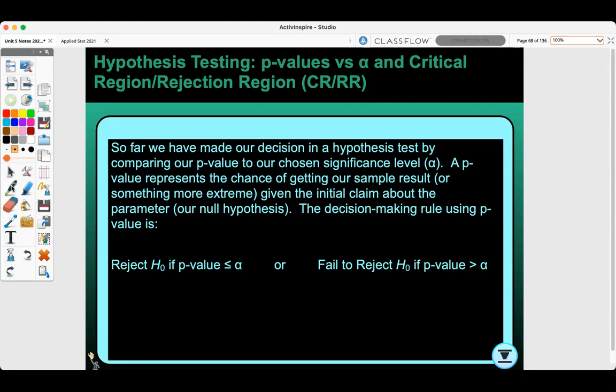Today we're going to talk about hypothesis testing: p-values versus alpha and the critical region, or rejection region. So far, we've made our decision in a hypothesis test by comparing our p-value to our chosen significance level alpha. A p-value represents the chance of getting our sample result, or something more extreme, given the initial claim about the parameter, or our null hypothesis. The decision rule using the p-value is: reject the null hypothesis if the p-value is less than or equal to alpha, or fail to reject the null hypothesis if the p-value is greater than alpha.